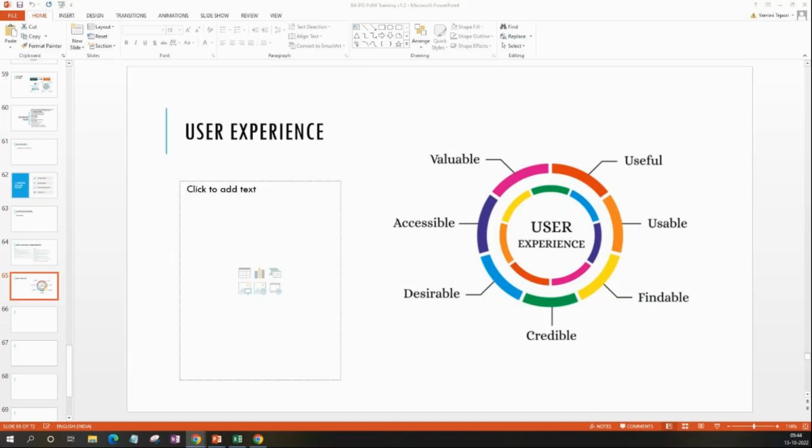There are 7 factors: useful, usable, findable, credible, desirable, accessible, valuable. So these 7 factors are defined in the UX field, and we need to make sure these things are taken care of. Now let's try to understand each of these factors. So let's start from here.